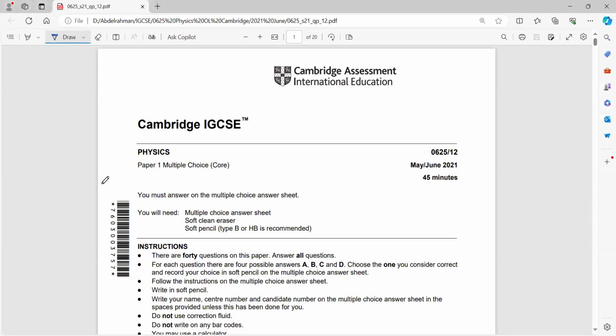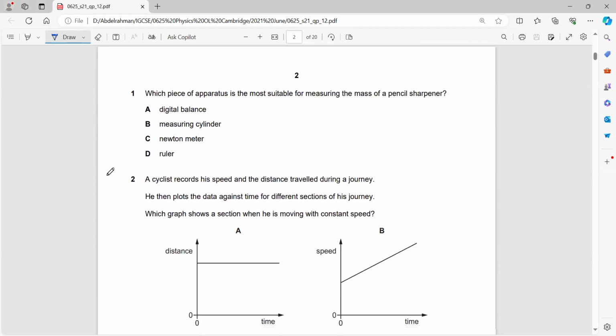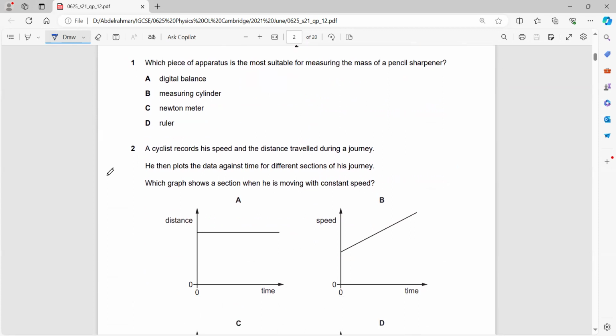Okay, May/June 2021, paper 1, variant 2. Question 1. Which piece of apparatus is most suitable for measuring the mass of a pencil sharpener? The mass. Definitely, we need a digital balance.